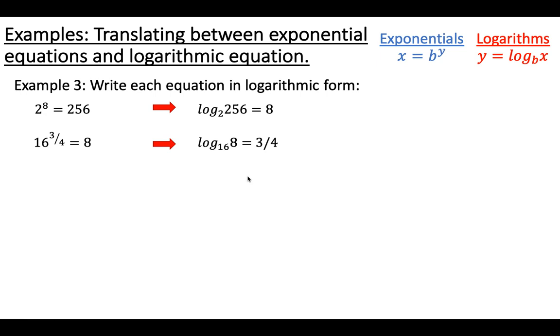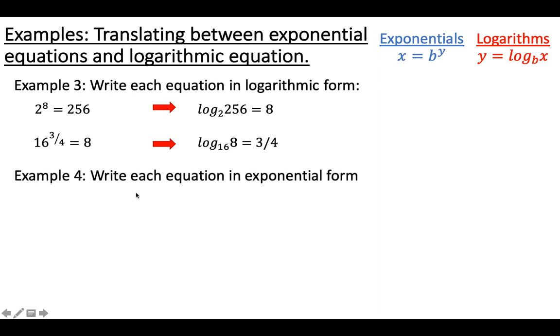Okay, I did say that we want to be able to go both ways. We want to be able to translate from exponential to logarithms. We also want to be able to translate from logarithms back to exponentials. So that's what this next example is going to focus on. Write each equation now in exponential form. So this one, I'm going to do 2 of these as well.